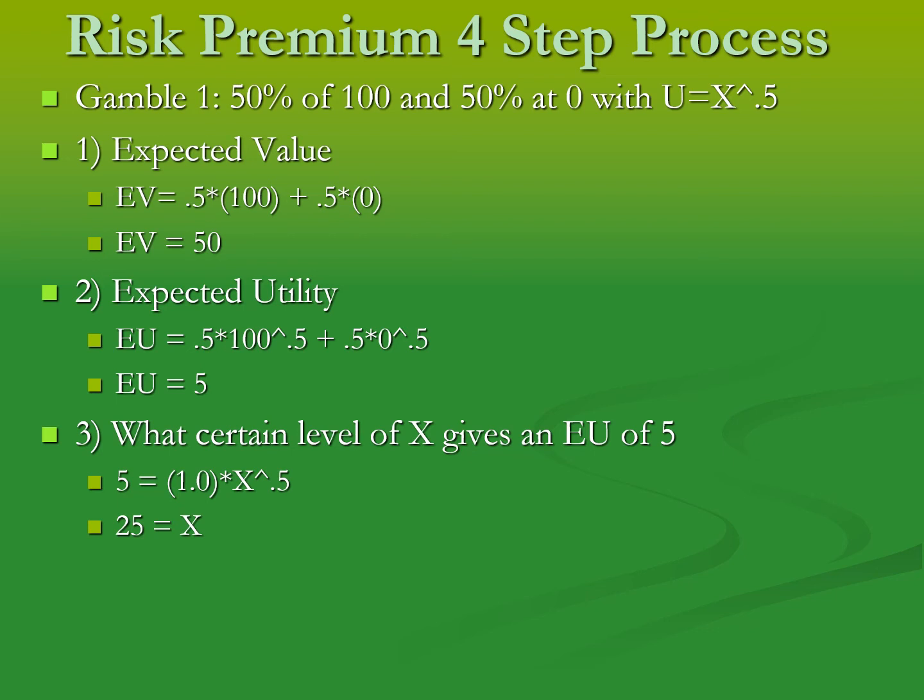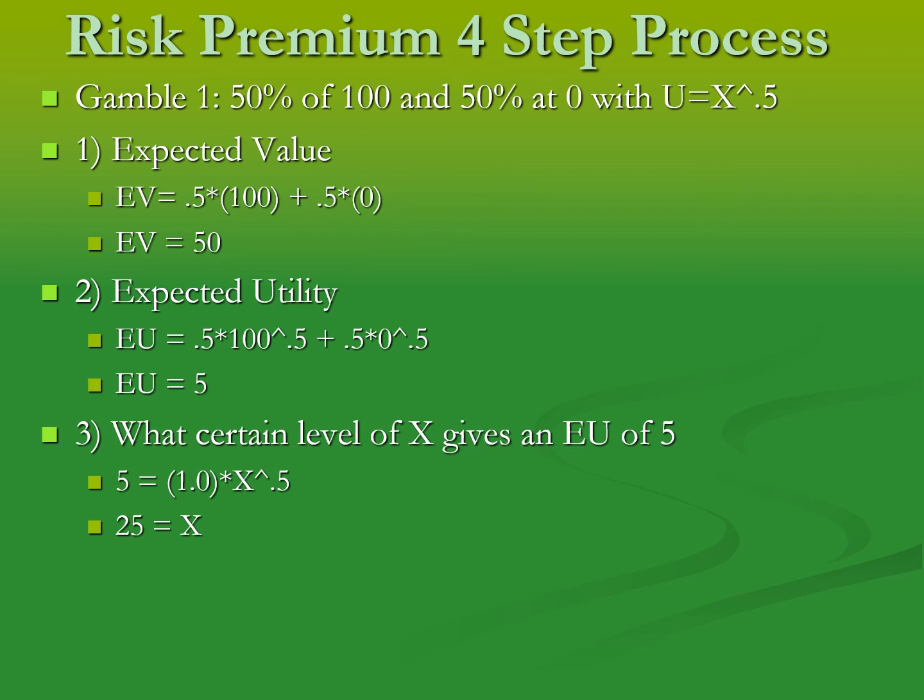Step 3 for figuring out the risk premium is you need to find the certainty equivalent. So now we take that expected utility from the gamble of 5 equal to the utility of an unknown amount x with certainty, within the utility function we're given, x to the 1/2 power. We do the math and we figure out the certainty equivalent in this case is 25.